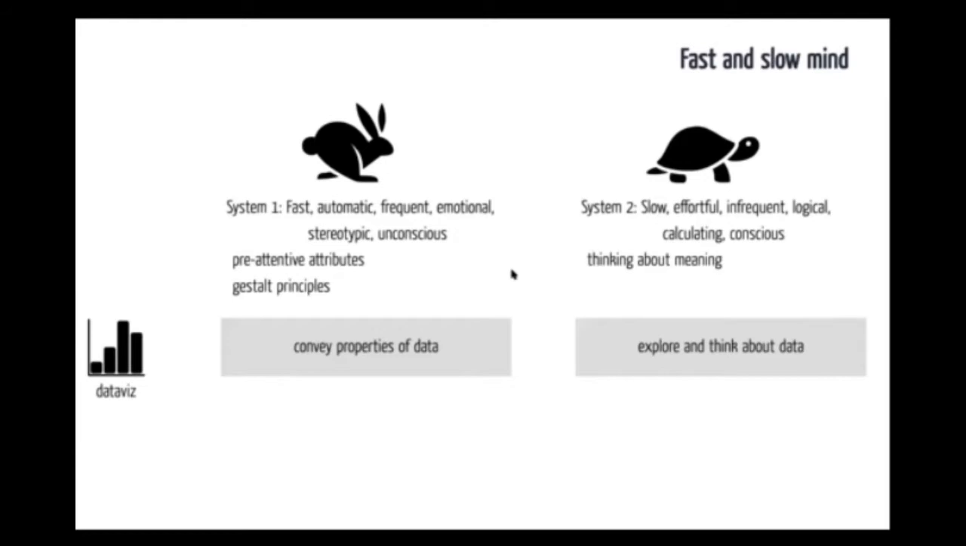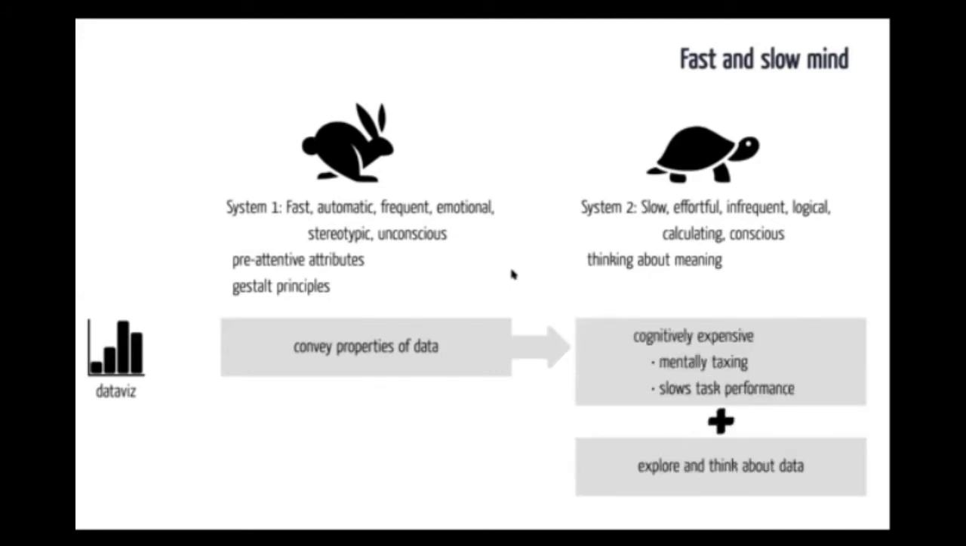But when we only give somebody serial access to something, in other words, we substitute a table for a data visualization, what are we doing? We are taking that serial access and we're forcing them to use it for both conveying the properties of the data and to explore and think about the data. We're increasing their cognitive load. So it's cognitively expensive, it's mentally taxing, and it slows task performance. We really want to try to avoid that in our data visualizations.